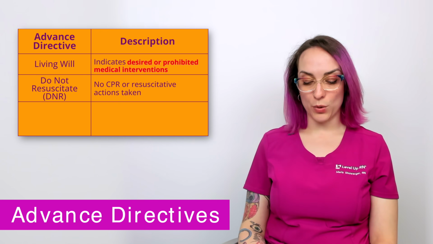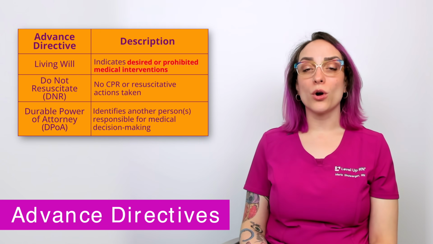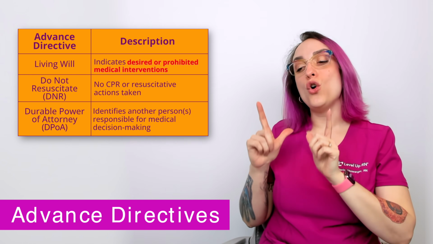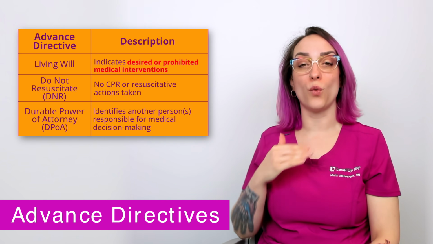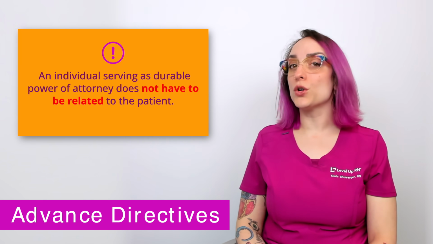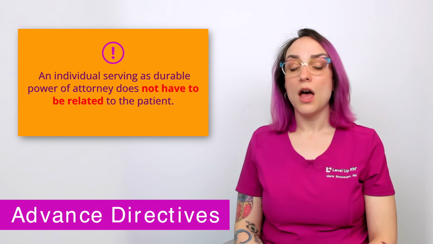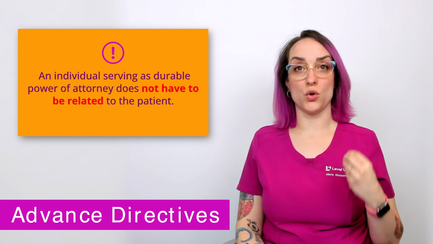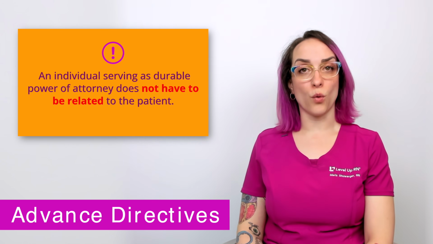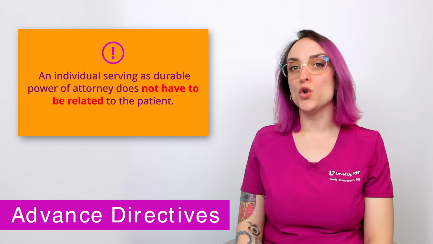Now, lastly, I want to talk to you about durable power of attorney, or DPOA. Durable power of attorney is a document that defines who can make healthcare decisions for me in the event that I cannot make them for myself. This person does not need to be related to the patient. It could be your lawyer, the person that you designate to make healthcare decisions for you. It could be a close friend, a partner, a child, whomever you want.